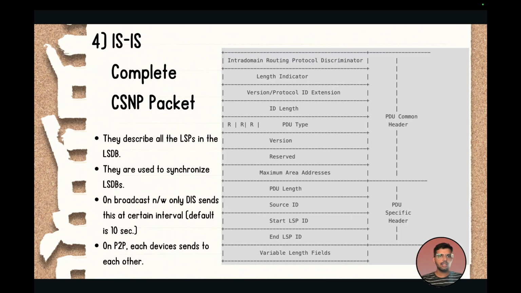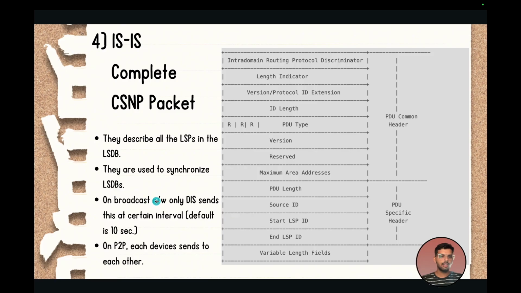Now the second last part of the IS-IS packet format is the complete sequence number packet, CSNP. CSNP means complete sequence number packet, and they describe all the LSPs in the LSDB. As the name suggests, all the LSPs in the LSDB are exchanged via this type of packet, and they are generally used to synchronize the LSDB. So you can guess what the working of this packet format will be.